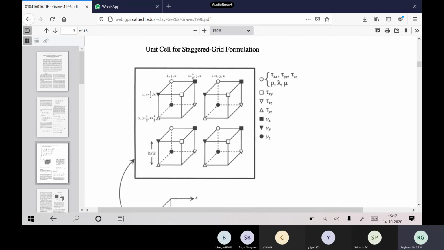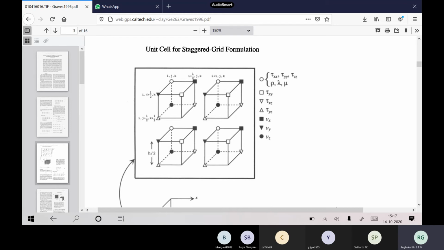Normal stresses, a different grid point. Shear stress is another grid point. You understand? So shear stress also, tau xy, tau xz, tau yz, all of them have to be defined at three different points actually. Whereas all the normal stresses can be defined at one point itself, that is at I, j, k, you are defining all the normal stresses.